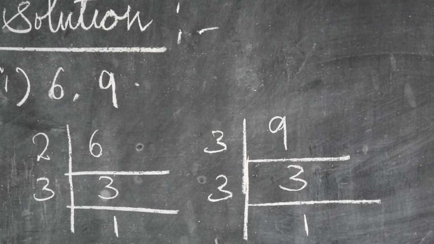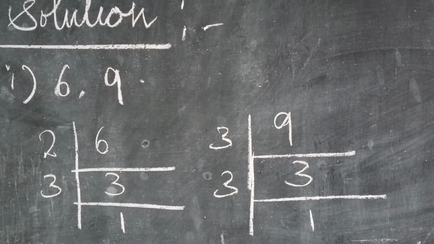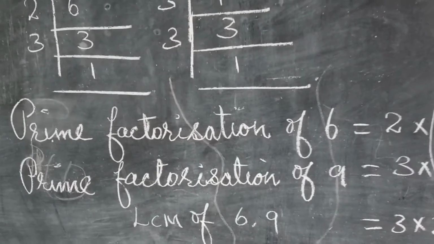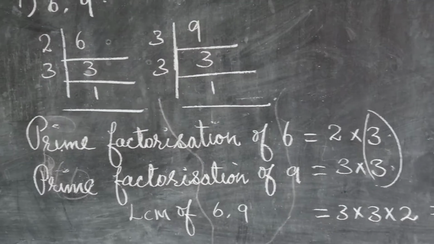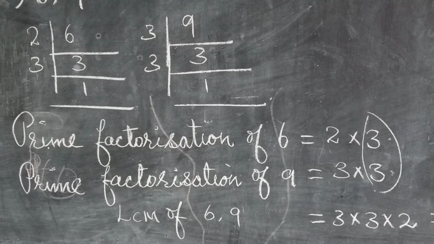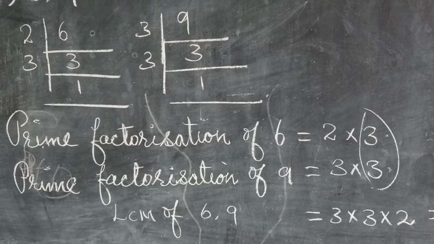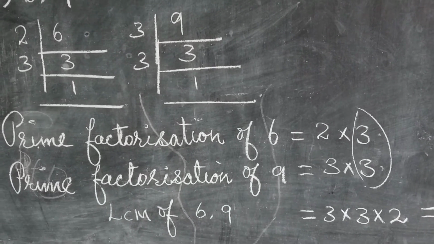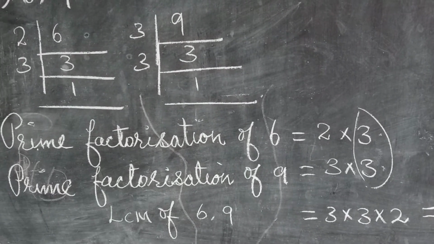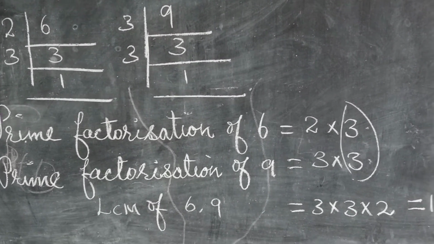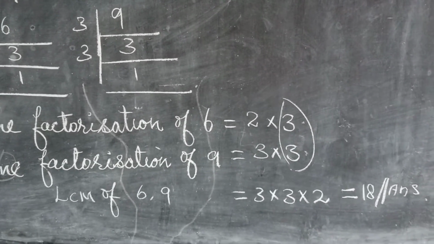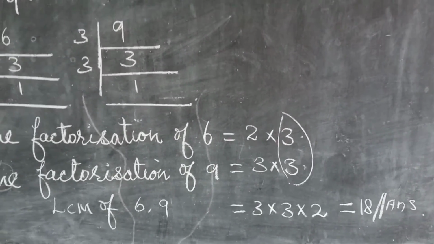Then same way 9, you see here. 3 3s are 9 and 3 1 is 3. Then prime factorization of 6 is equal to 2 into 3 and again prime factorization of 9 is equal to 3 into 3. That means here the common factor is which one? 3 is there. 3 is common. We have to write it 3. Again you see 2 and 3 both are extra. That also we have to write and we get the answer 18. 3 3s are 9, 9 2s are 18 is the answer.